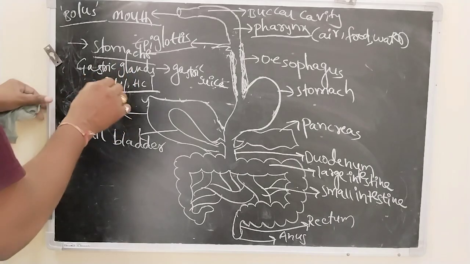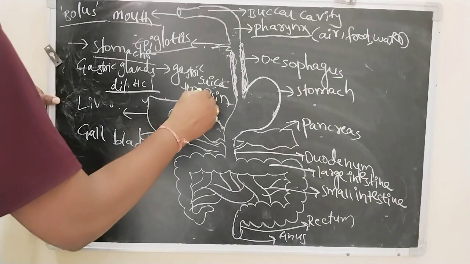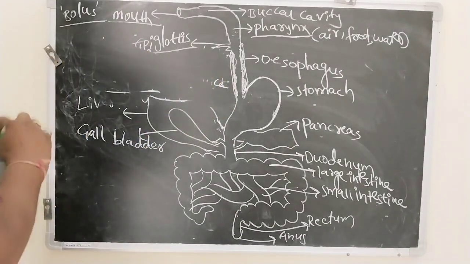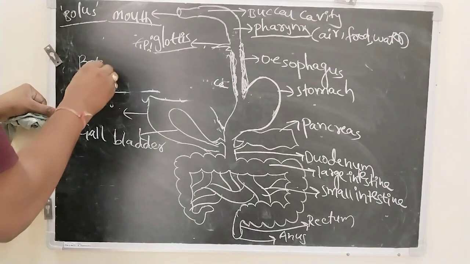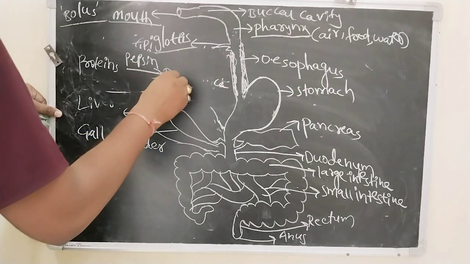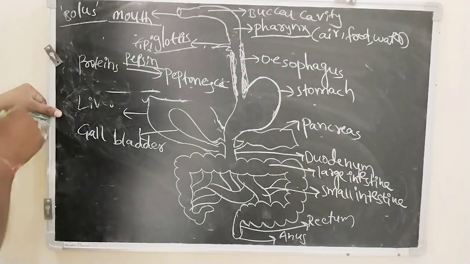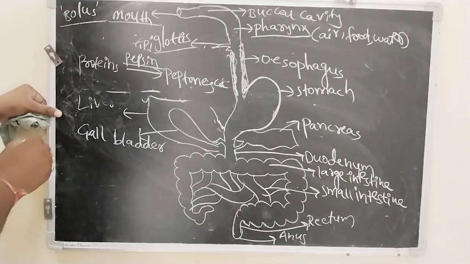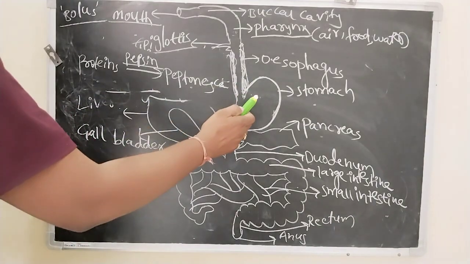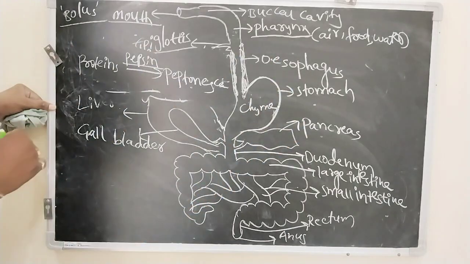Next, this gastric juice also contains an enzyme called pepsin. What is the function of pepsin? The function of pepsin is that it converts proteins into peptones. Proteins are converted into peptones with the help of the pepsin enzyme. Here the food is partially digested. In the stomach the food is partially digested, and the partially digested food in the stomach is called chyme.